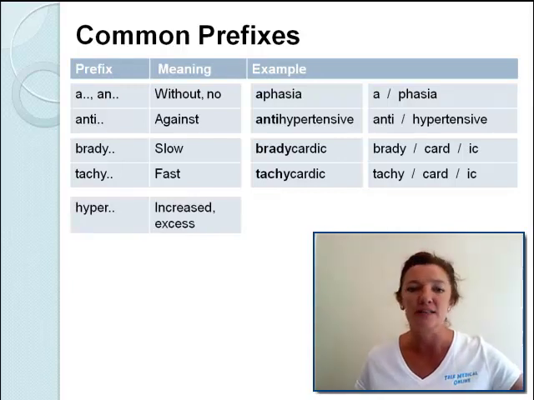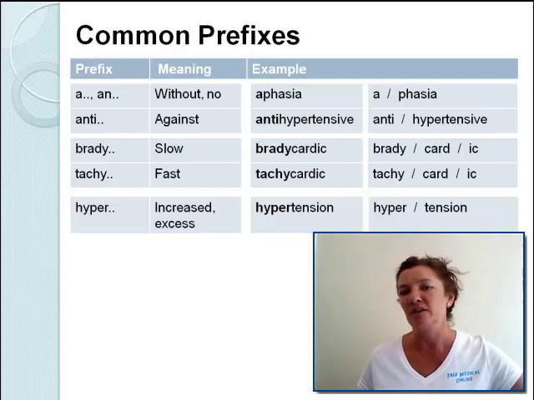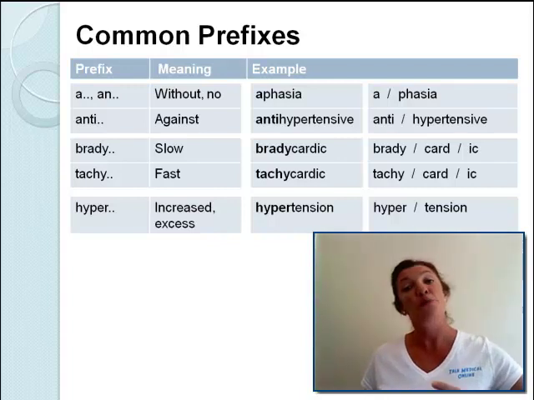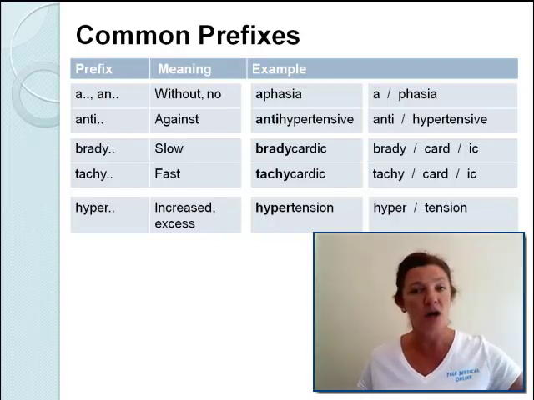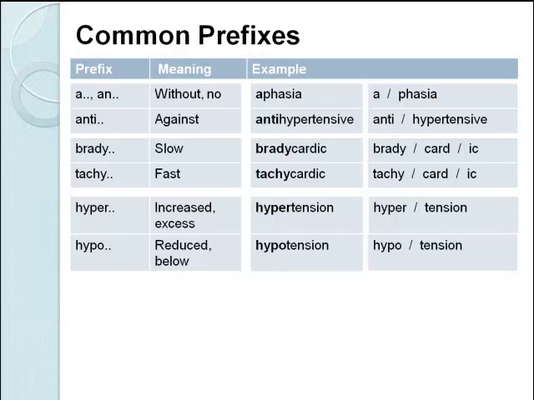Hyper means excess, too much, increased, any of those terms. So hypertension would mean increased tension. Hyper is excess or increased, and tension means tension, but hypertension actually relates to the pressure inside the blood vessels. So hypertension means high blood pressure. Next we have hypo, meaning reduced. It can also mean below. So hypotension would relate to low blood pressure, low tension.